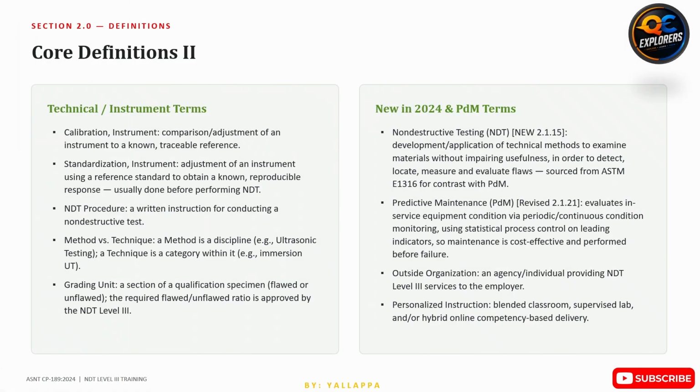In this section, we'll continue with the technical definitions that are frequently referenced throughout CP-189. One important term is instrument calibration, which is the comparison or adjustment of an instrument against a traceable reference to ensure measurement accuracy. This should not be confused with instrument standardization, which is the routine adjustment of equipment using a reference standard before performing an inspection.